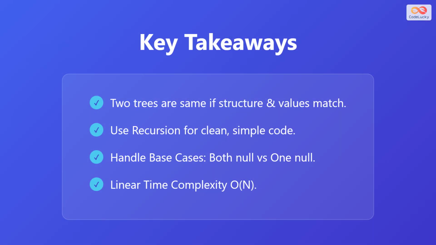To summarize, two trees are the same only if both their structure and node values are identical. Recursion provides a clean and elegant solution for this. Just remember to handle your null checks carefully to cover structural differences. That's it for the same tree check.